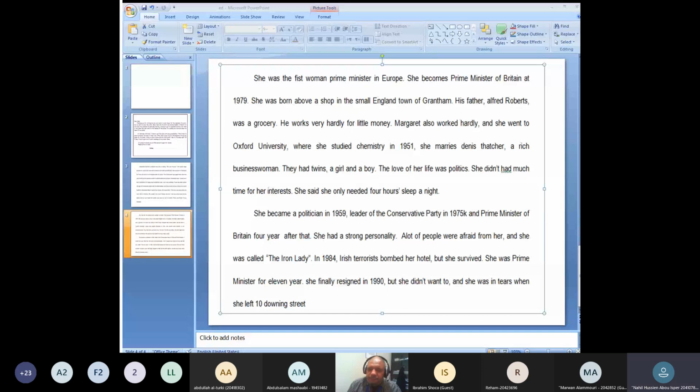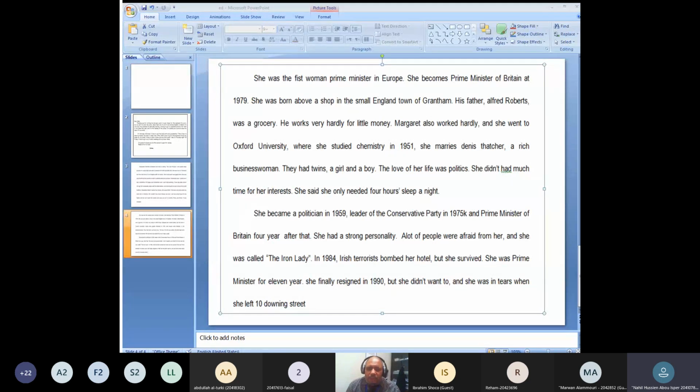In the first line, it should be in 1979. Can you read the whole sentence? She was the first woman prime minister in Europe. There's a mistake. It shouldn't be a comma after Europe. There is a full stop because it's a full sentence. She became prime minister of Britain in 1979. Thank you so much.